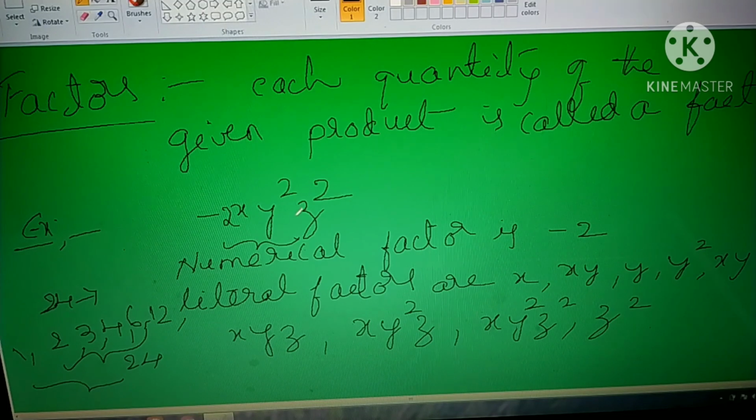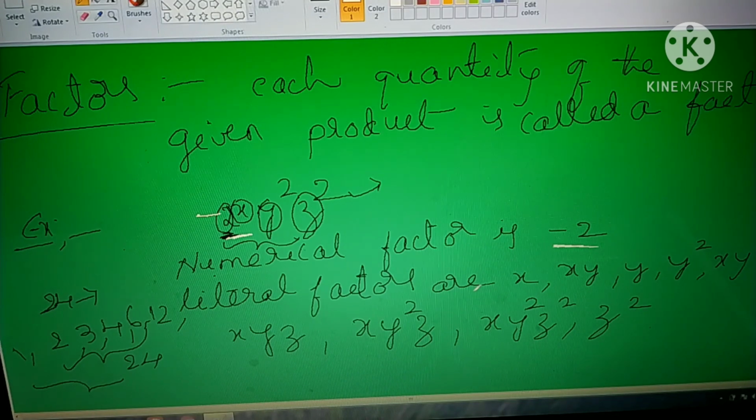2x, y square, z square. Now, according to our definition, what is that one? Each quantity of the given product, each and every quantity of the given product, is called a factor for the given term. See this one, numerical factor. What is the numerical factor here? See, here we have 2, right? So this is your numerical factor, 2. So here we have minus also, right? So minus 2.